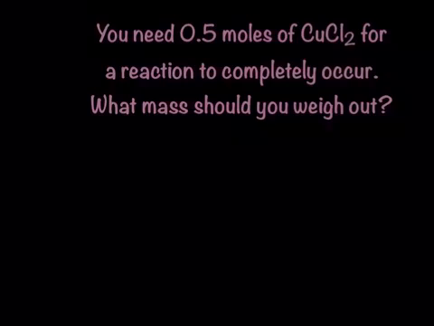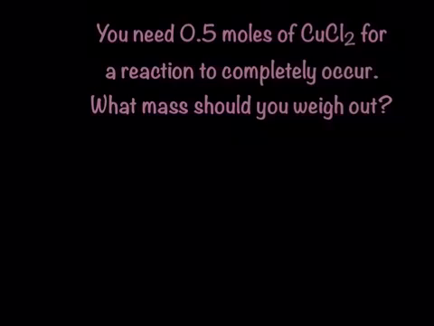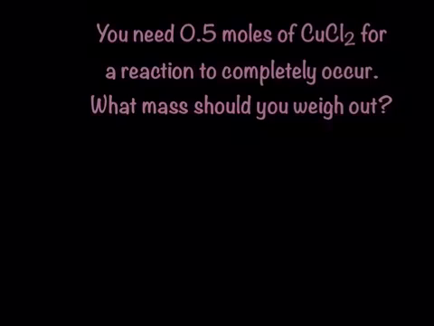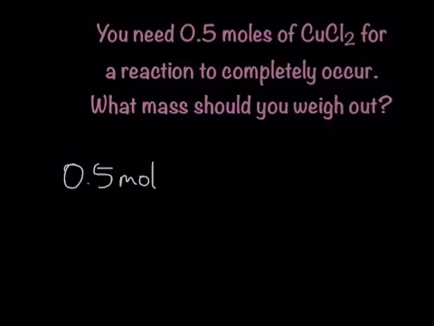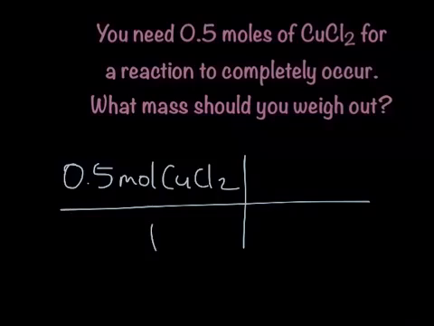Alright, so let's try the reverse process here. So this problem says that you need a half a mole of copper 2 chloride for a reaction to completely occur. What mass of that copper 2 chloride would you want to weigh out on your scale? So you would get a scale and you would start off with 0.5 moles of CuCl2. You put that over 1. You want to cancel out moles, so that's going to go on the bottom. You want to go to grams, that's going to go on the top.